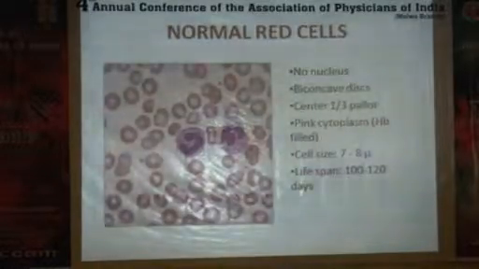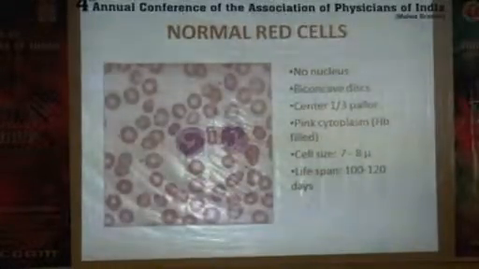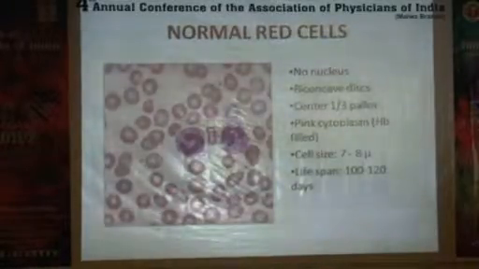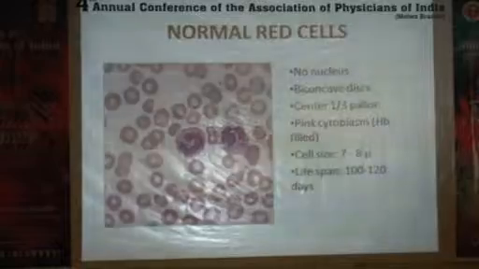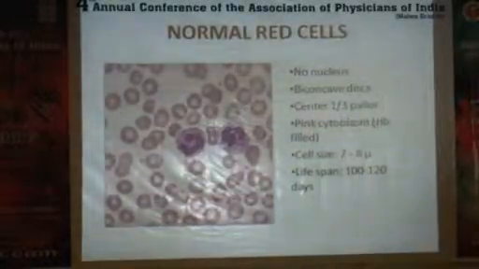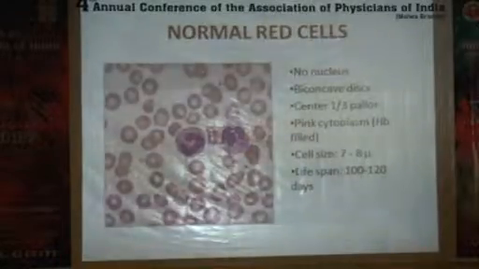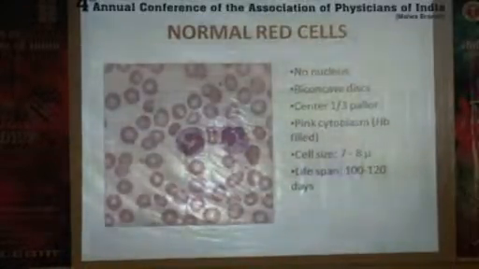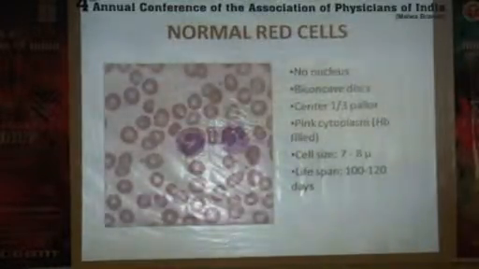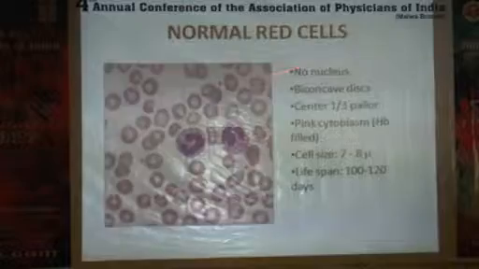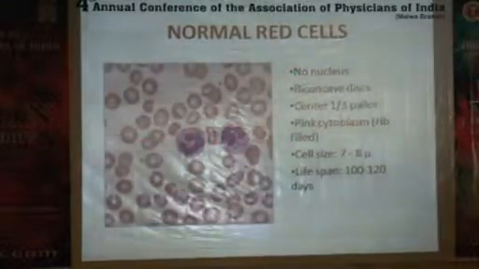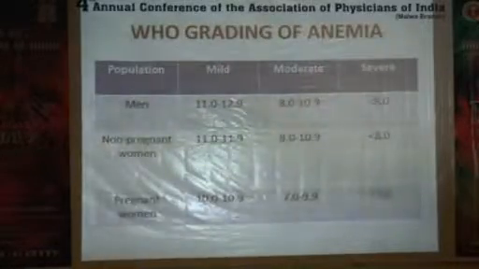Number 2, in place of nucleus, we have a very pale white area in the center which generally occupies 1/3 of the total cell. This is normal. The shape is biconcave, and the lifespan is 100 to 120 days. This is the normal lifespan of the red cell, and this is how it looks like. In between we have the neutrophils, which are also important once we look for the peripheral blood film.